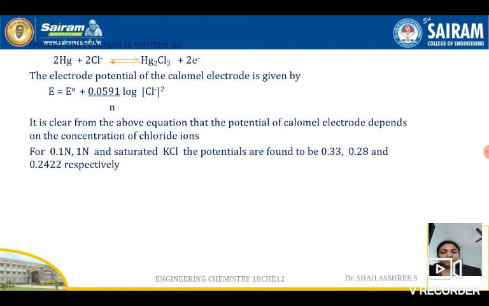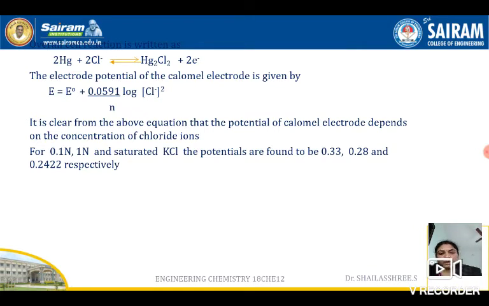And we should remember one more thing here. When the 0.1 N KCl is used, the electrode is called a decinormal electrode. If 1 normal KCl is used, the electrode is called a normal calomel electrode. And if saturated solution of KCl is used, the electrode will be called a saturated calomel electrode. And I told you just now the potential depends on the concentration of the KCl solution used.